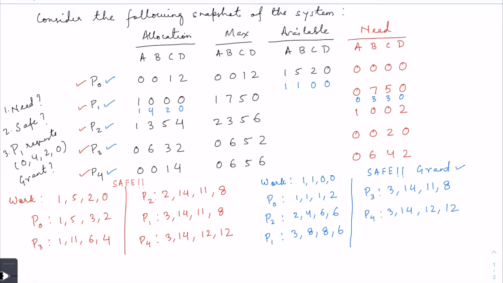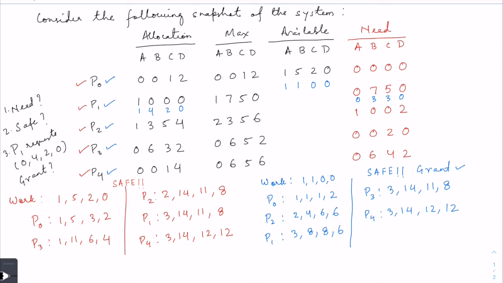So the first question is to find out the need matrix. What is the need matrix? The need matrix is, at any given point of time, the maximum request that a process can make. So for example, process P0 has allocation 0012, and its maximum allocation can be 0012. So can it ask for any more? No. That is why we have 0000 over here.